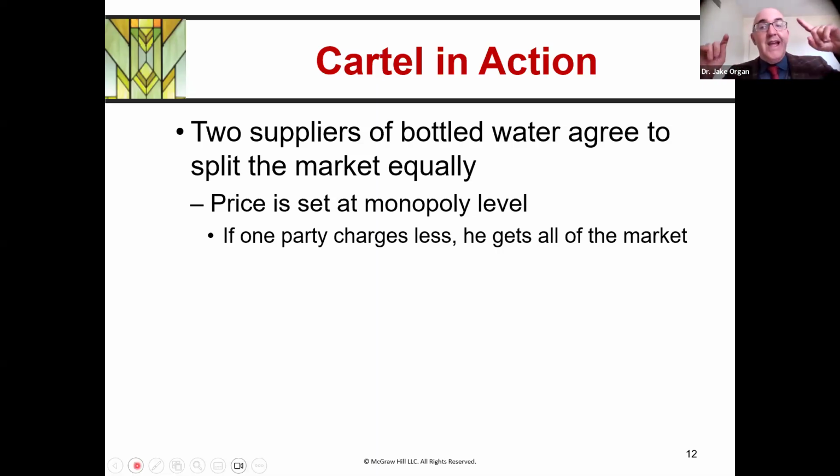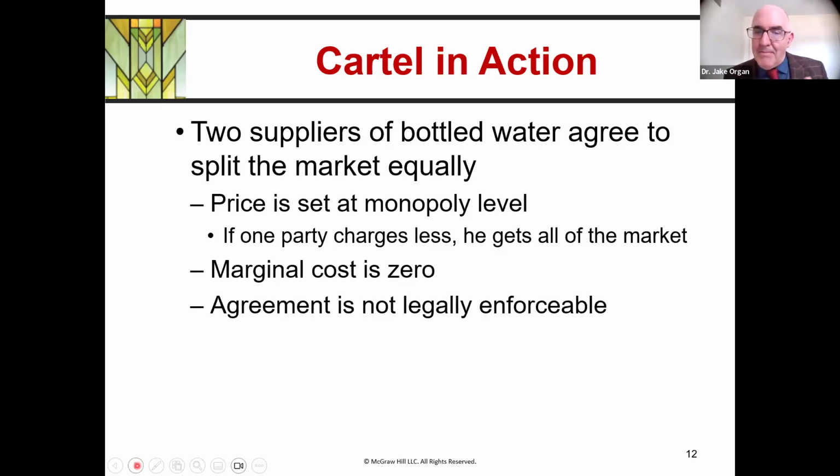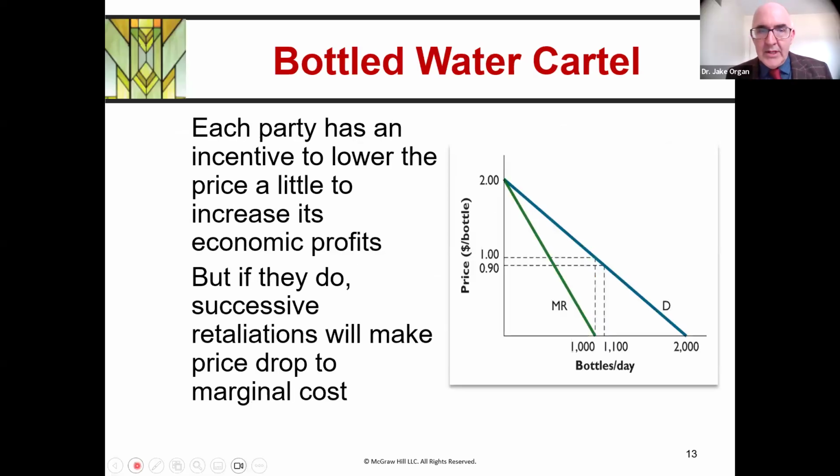Now, they've agreed to restrict output and put price high. But there's always a temptation for one of them to think, if I put my price down, I'll take all the business. Okay. And that becomes another prisoner's dilemma. Let's assume there's no cost for water, that there's no legal stuff going on, and so ultimately what will happen is each party will have an incentive to lower the price a little to increase its economic profits. But if they do, successive retaliations will make price drop to marginal cost.